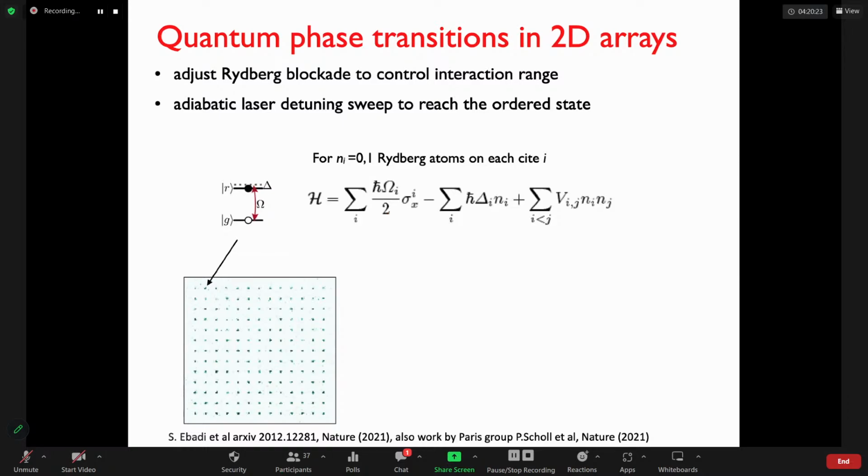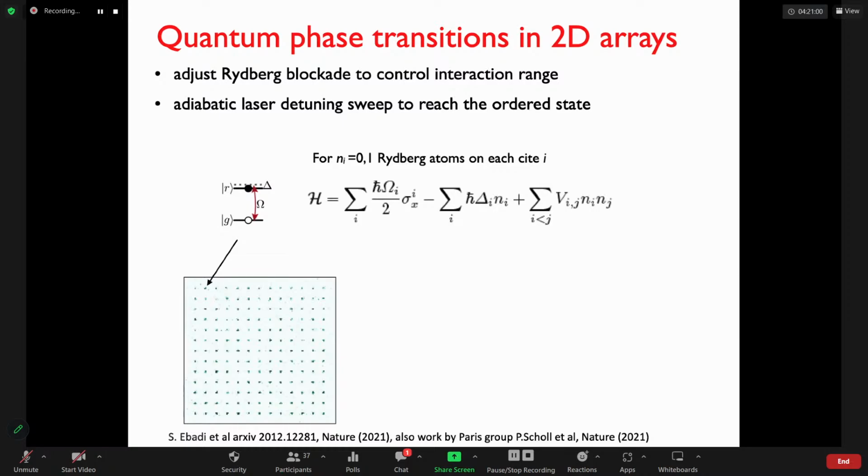So this is a laser driving, this is a detuning term. It actually acts as a chemical potential in some way. N is the number of Rydberg atoms on each lattice site, 0 or 1. And the final term is the interaction term, and it describes this Rydberg blockade. Suppose, for example, we adjust the Rydberg blockade such that only the nearest neighbor is blocked. And then what we can do is play with this detuning term to study transitions between different states, between different phases of matter.